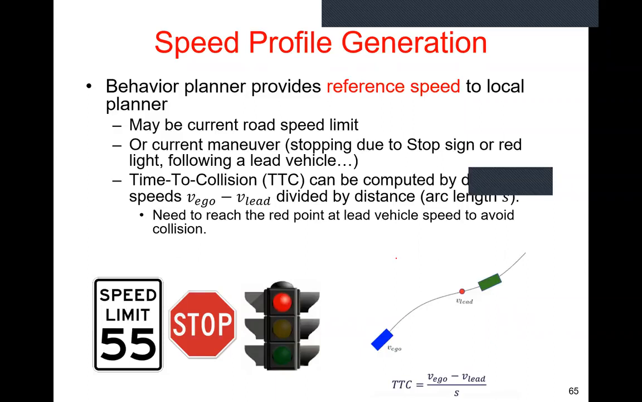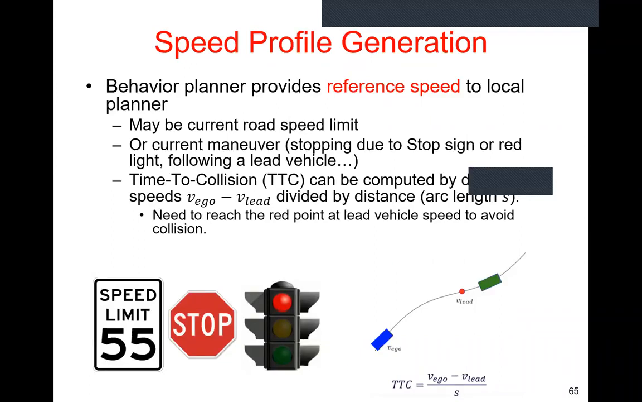Up to now, we have discussed path generation. How about a speed profile for a given path? Now let's look at how to set reference speed. It comes from a high-level behavior planner, maybe based on the current road speed limit, or on the current maneuver, such as stopping due to a stop sign or red light, or following a lead vehicle.